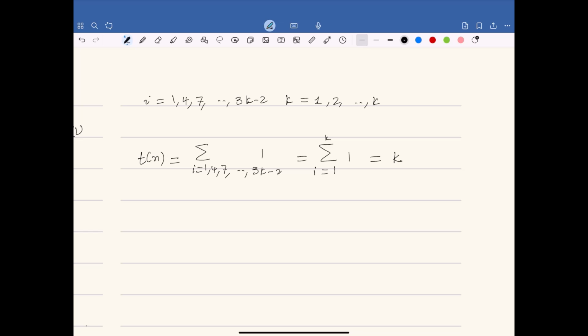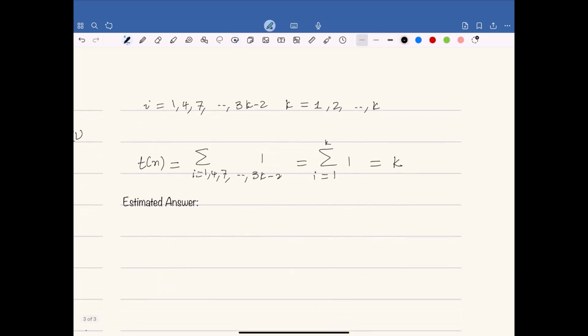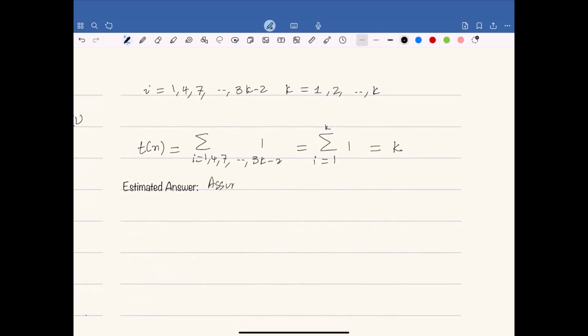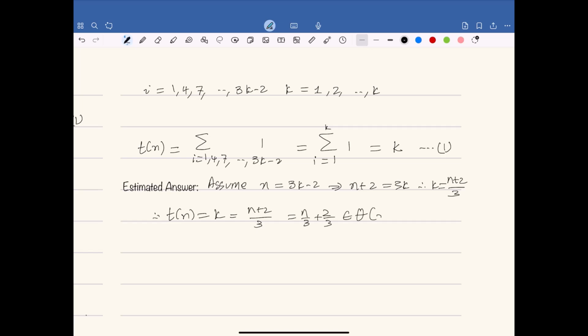So for the estimated answer, assume n is equal to 3k minus 2, and from here n plus 2 is equal to 3k, so k is equal to n plus 2 over 3. Substitute into this equation, we will say that Tn is equal to k, which is equal to n plus 2 over 3. This is equal to n over 3 plus 2 over 3, which belongs to big theta of n.